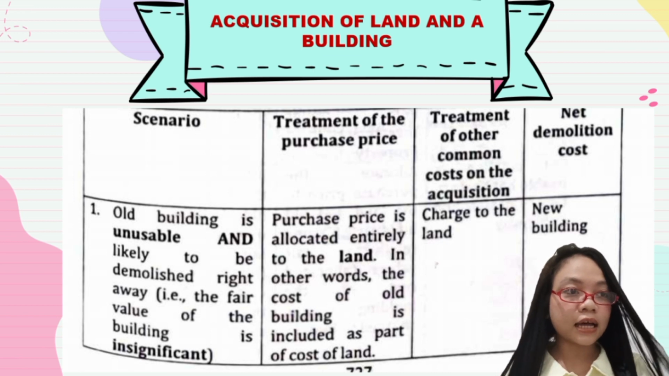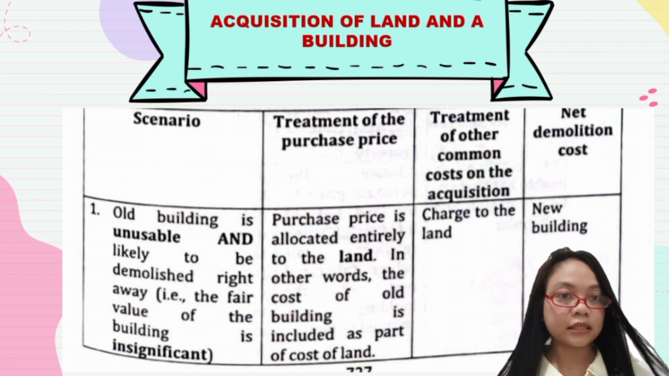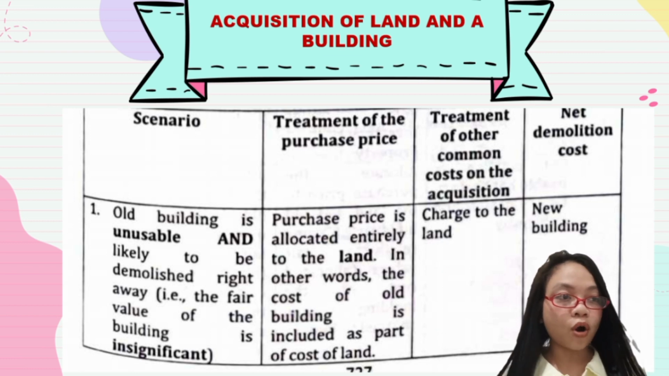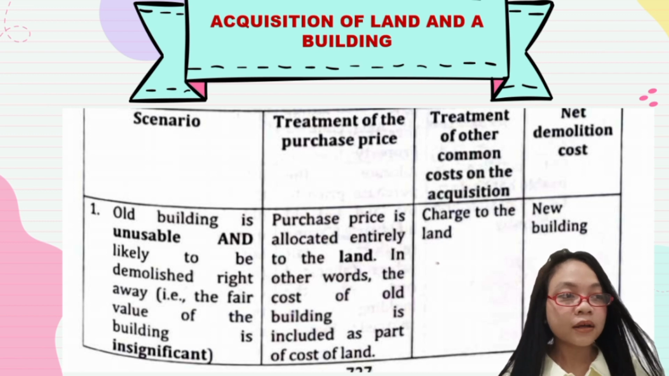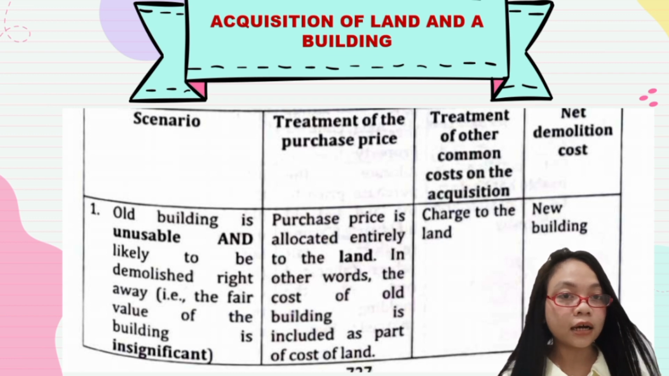So, ang treatment sa ilang purchase price is, the purchase price is allocated only to the land and walay part sa purchase price is attributed to the building. And the treatment of other common costs on the acquisition or other costs nimo sa pag-acquire ana na property would just be charged sa land. For the net demolition cost, imong cost sa pag-demolish sa old building would be added to your total expenses. And then if naa kay plan to construct na po the new building, the expenses of the construction would be treated separately.